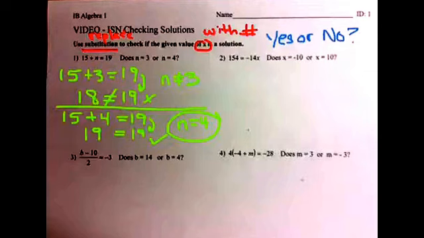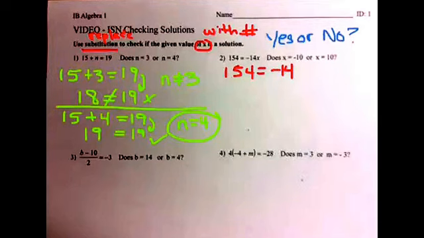This one's a little bit different. Our equation starts out a little bit different. It starts out as 154 equals negative 14, and then there's an x. Whenever negative 14 and x are touching like that, that means multiplication. So I'm always going to want to substitute with parentheses. I'm going to try x equals negative 10 first, because that's the first one.